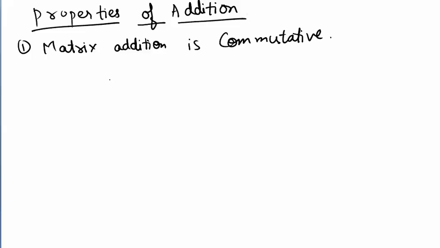What do I mean by commutative? Let's say the matrix A plus B is equal to X, then I can also say X will be equal to B plus A. So if I add A plus B or B plus A, it will not make a difference. You can see it by a very simple example.